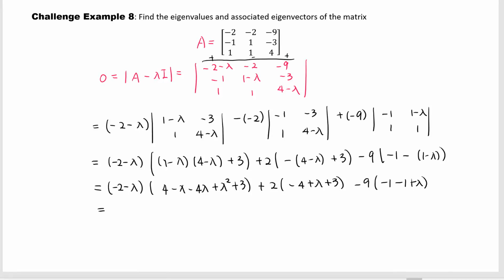Okay, let's continue. Yeah, a lot of algebra. So we order it: lambda squared minus 5 lambda plus 7. Here we have 2 times lambda and 3 minus 4 is minus 1, minus 1 times 2, minus 2. And here, minus 9 times negative 2 is plus 18. Minus 9 lambda. Okay?